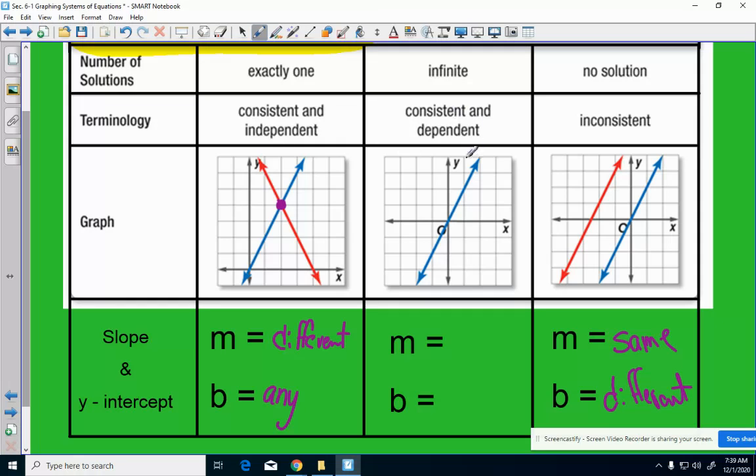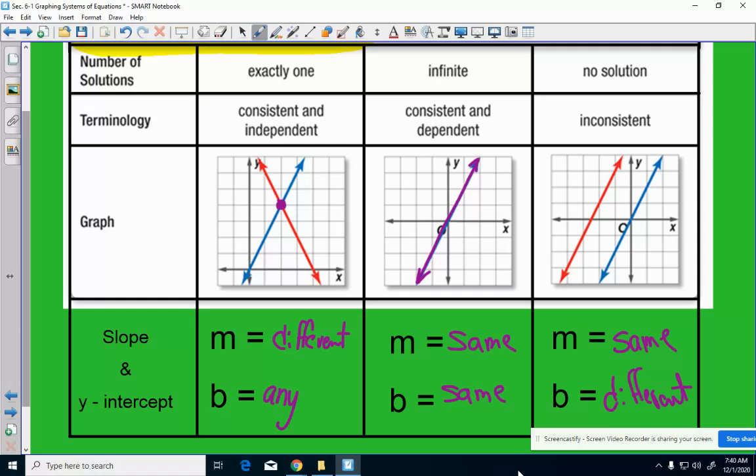Now the last one, which produces an infinite number of solutions, is what we would call consistent and dependent. This graphic is really the wrong color, to be honest with you. It shouldn't be a blue line, and it shouldn't be a red line. In fact, this line should be purple, and hopefully you're saying that's because red and blue make purple, because we're really looking at the exact same line twice. So they have the same slope and the same y-intercept.